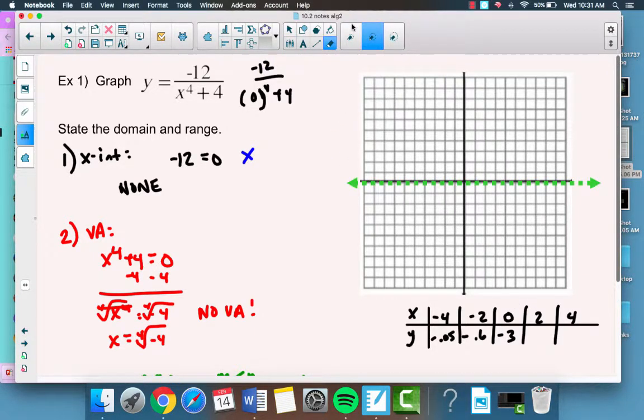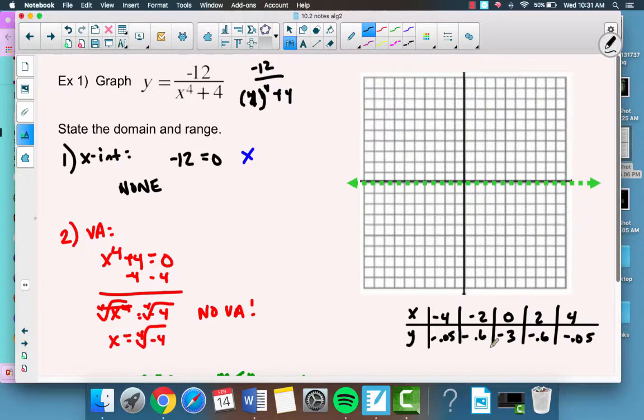Okay. If I plug in 2 into my equation, notice I'm just taking out the x and plugging different numbers in. I'm going to get -12 over 2 to the 4th plus 4. That's going to get us -3/5 again, so -0.6. Okay. And then if I plug in 4 into this equation here, I'm going to get the same thing as I did when I plugged in -4. So this one works out. It's very symmetrical. I'm going to get -0.05 again.